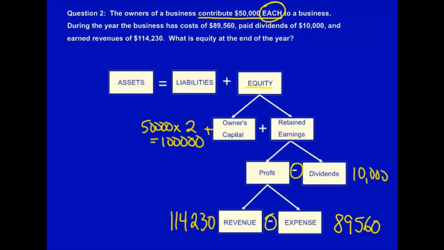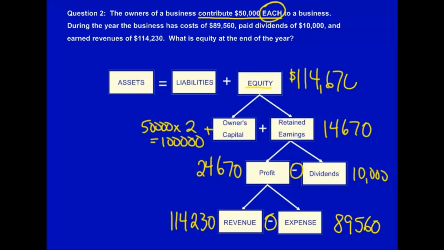Move up from the bottom, go to the top. So revenue minus expenses is equal to $24,670. Profit minus dividends is equal to retained earnings. So retained earnings is equal to $14,670. Now I want equity. Equity is equal to owner's capital plus retained earnings. So equity is equal to $114,670. What is equity at the end of the year? Our answer is sitting right there.